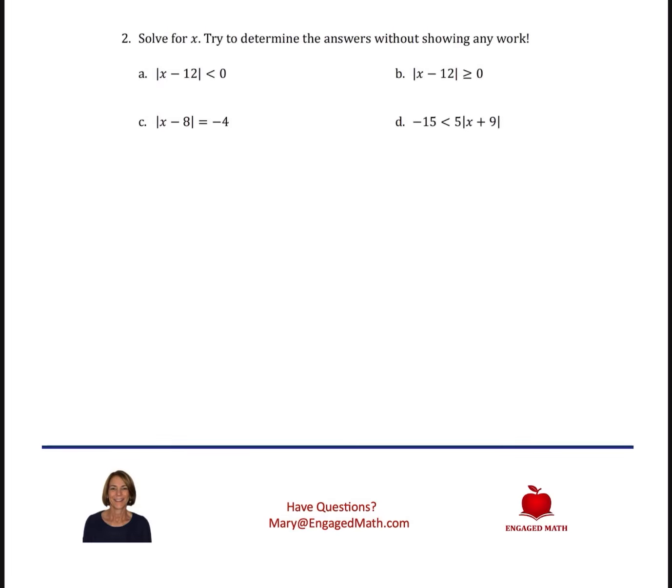Welcome to lesson 4, problem number 2. And unusual for a math teacher to say this, but it actually says solve for x. Try to determine the answers without showing any work. Very different from what math teachers usually say with show your work.